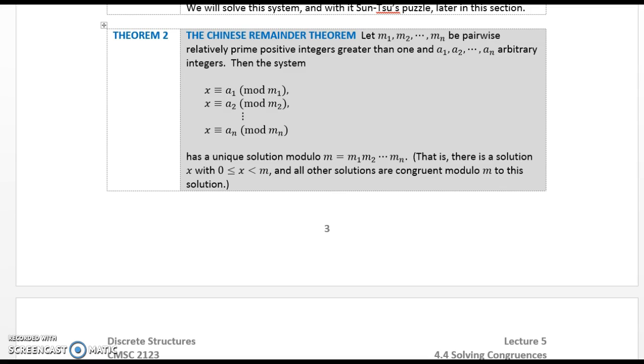Theorem 2, the Chinese remainder theorem. Let m1, m2, all the way out to mn be pairwise relatively prime positive integers greater than 1, and a1 through an arbitrary integers. Then the system of congruences x is congruent to a1 mod m1, x is congruent to a2 mod m2, and so on down to x is congruent to an mod mn, has a unique solution modulo M, where M is equal to the product of m1 through mn. That is, there's a solution x with 0 less than or equal to x less than M, and all other solutions are congruent modulo M to this solution.